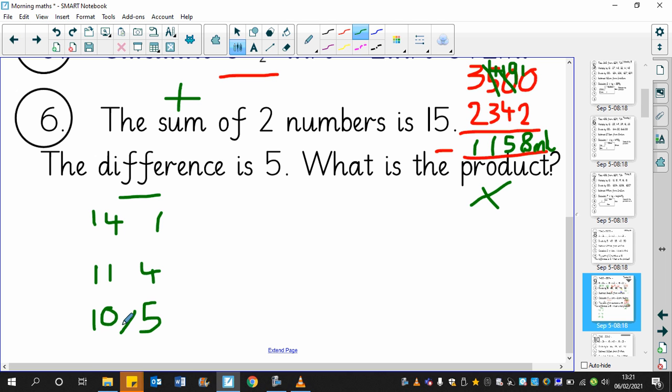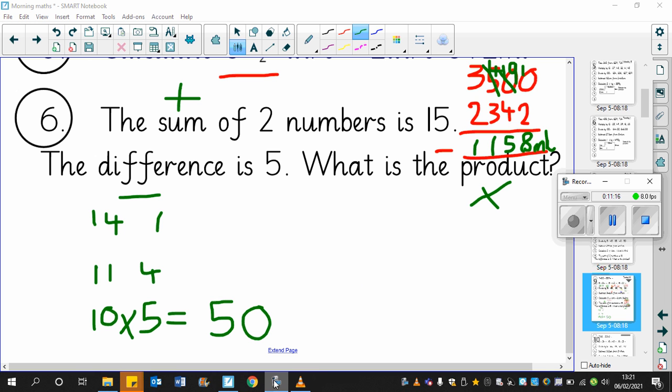So therefore, what we simply have to do is put a multiplication sign there. 10 times 5 equals, and I hope you don't have to use any multiplication squares or any writing down at all to tell me that 10 times 5 is 50. And those are the answers to the questions for morning maths today.